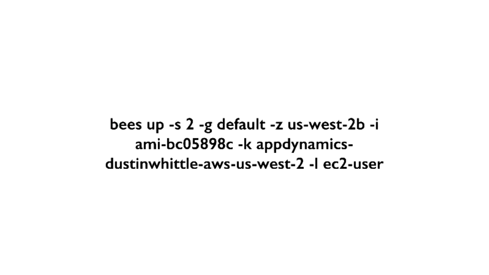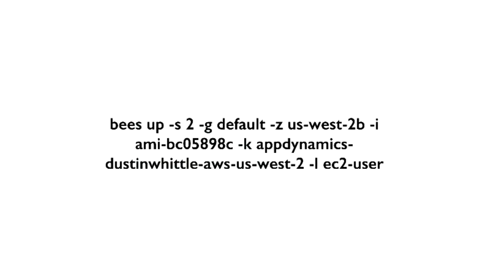Now what we're going to do is called bees up. What bees up actually does is it spins up some EC2 instances with a default image that has some tools built in, like Apache Bench and Siege, to generate the load test. And basically all I'm doing here is saying I want to spin up 2 instances, and the default security group in the US West 2B data center, which is in Oregon, using this AMI ID and this SSH key and user. So it looks pretty convoluted, but it's relatively straightforward.